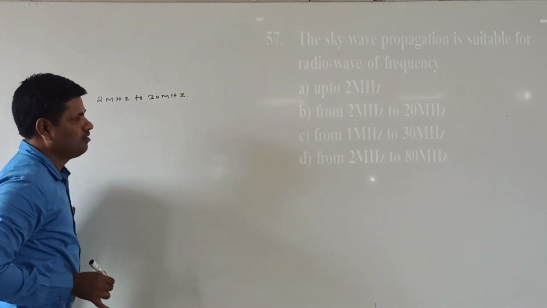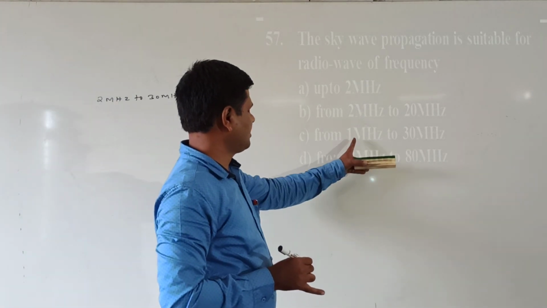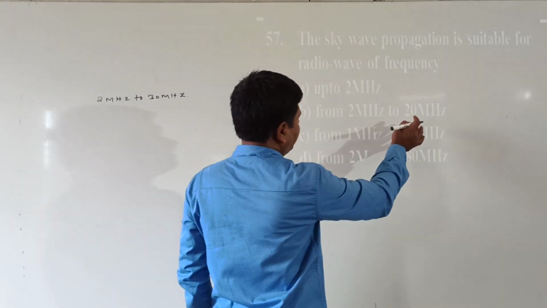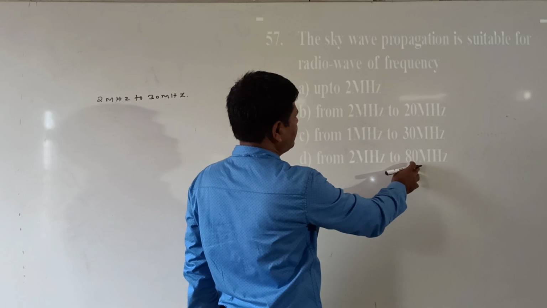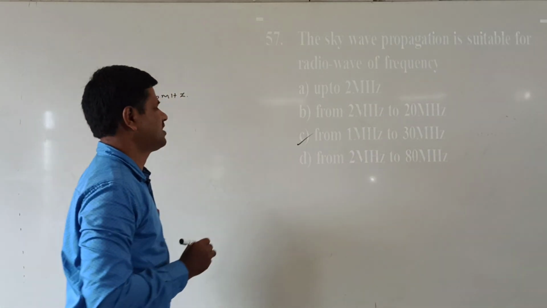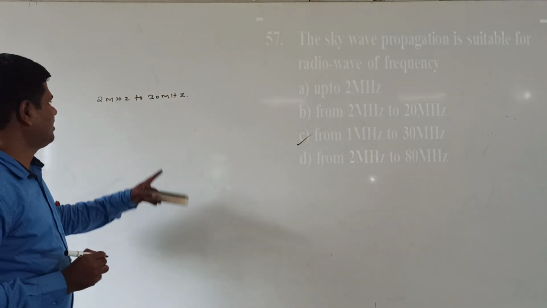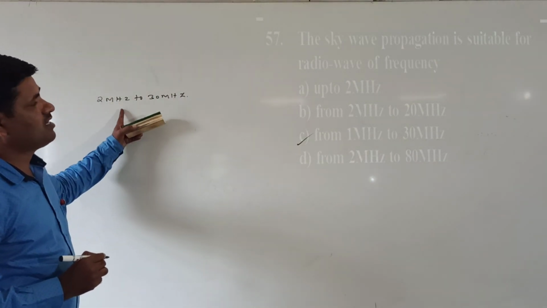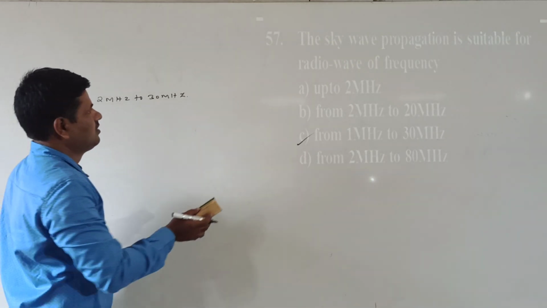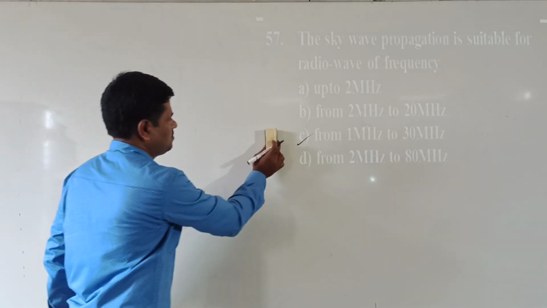In the options, the range is given as about 1 megahertz to 30 megahertz. Here 20 megahertz is very small, and 80 megahertz is also not correct. So near about, the correct option is 1 megahertz to 30 megahertz, because radio wave frequency suitable for skywave is 2 megahertz to 30 megahertz. That's the reason C option is correct.